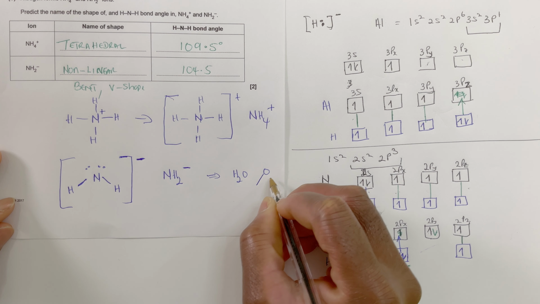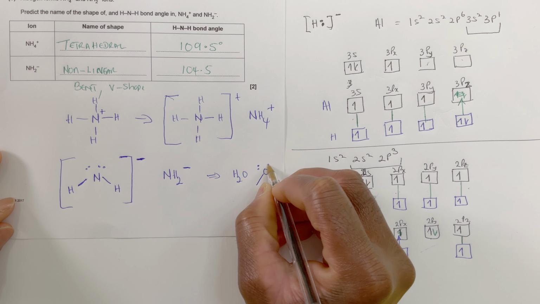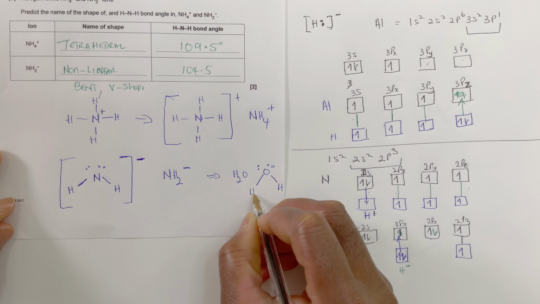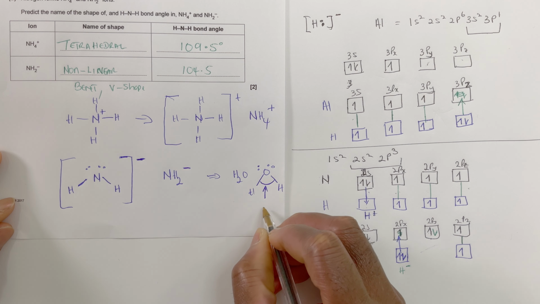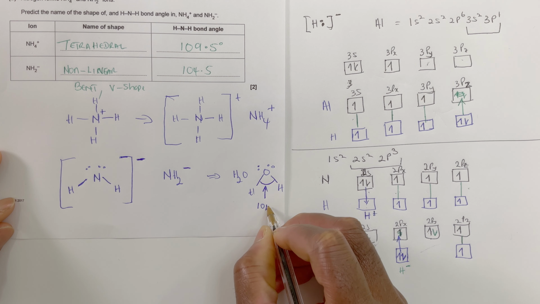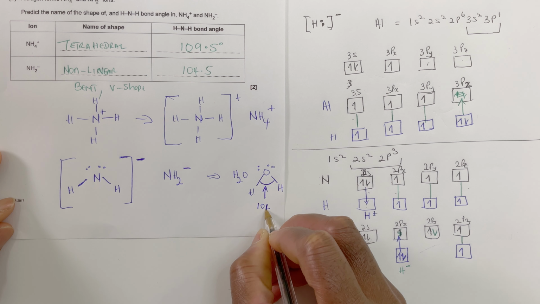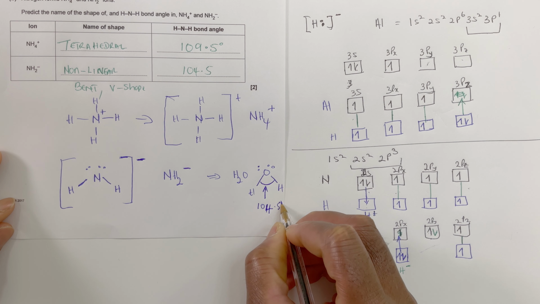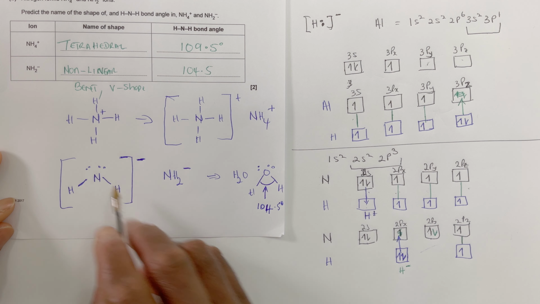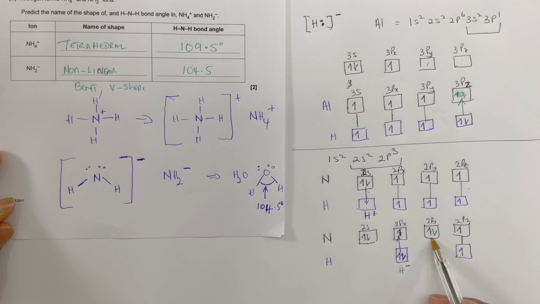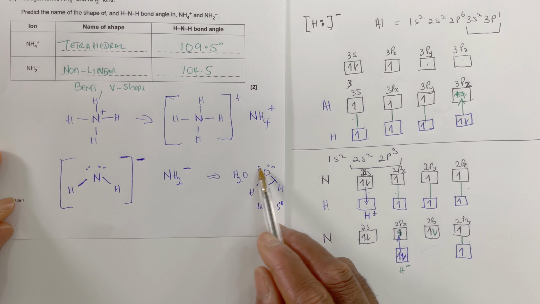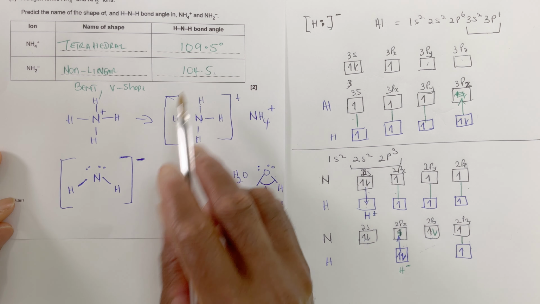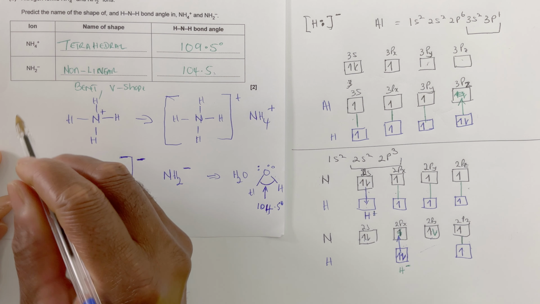Water looks like that with the 2 lone pairs, and that's H, H, and that bond angle here is 104.5 degrees. So because it's similar to that, because you've got 2 lone pairs and 2 bonding pairs, similar to water, hence it's going to be 104.5. NH4 is tetrahedral, similar to CH4.